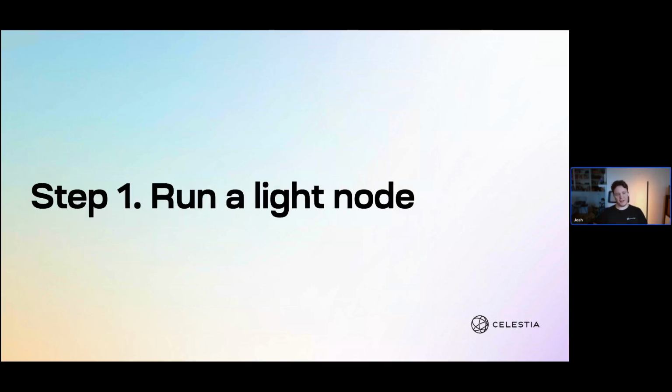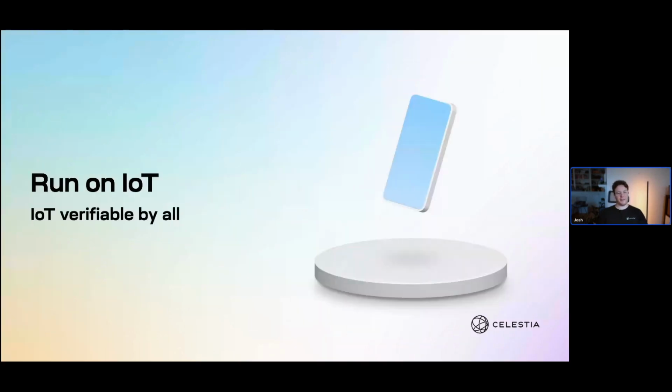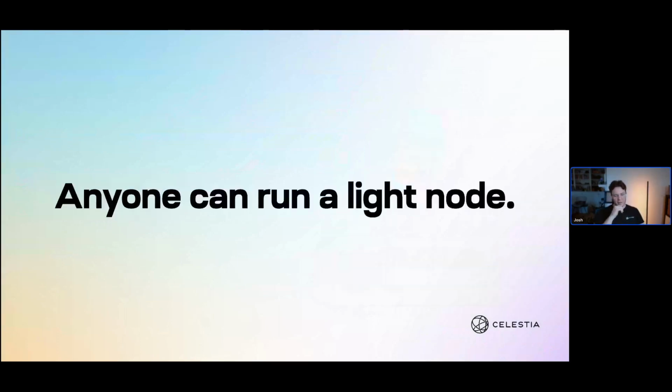Step 1, you need to run a light node. This is something that you can now basically run on the Internet of Things. I think it's still a little bit of a stretch, but at the end of the day, this can make the Internet of Things verifiable by all. And most importantly, anyone can run a light node.